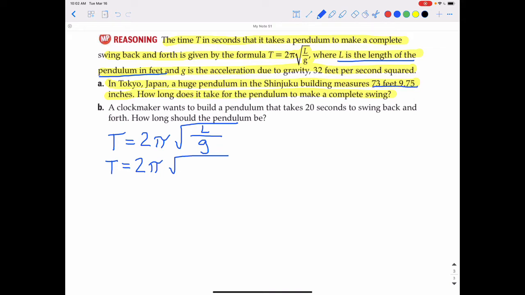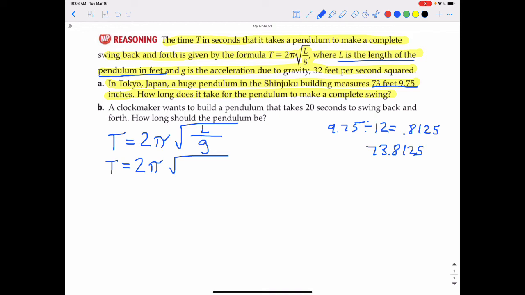What that means is we need to take the inches portion, the 9.75, and change that into feet. We would do that off to the side or on your calculator. You would need to take 9.75 divided by 12, and when you do that, you get 0.8125. So that's what part of a foot 9.75 inches is. So 73 feet, 9 3/4 inches would be 73.8125 feet.